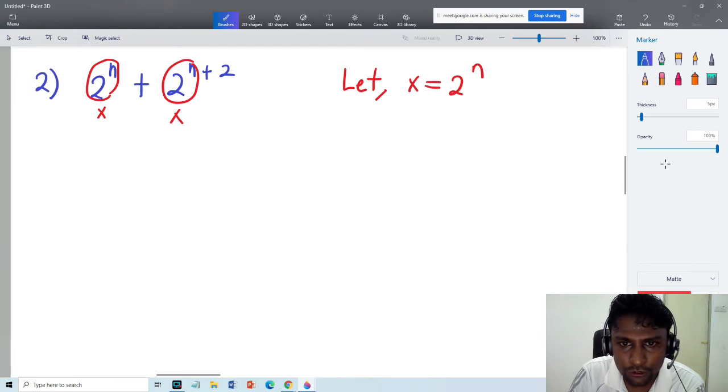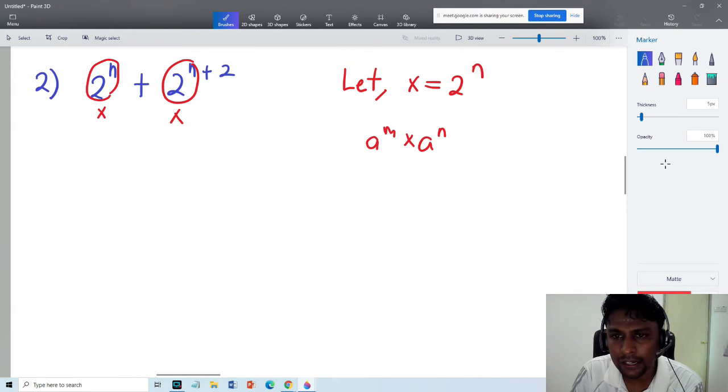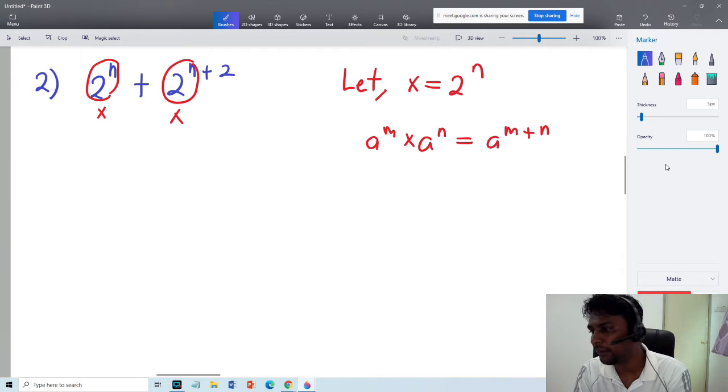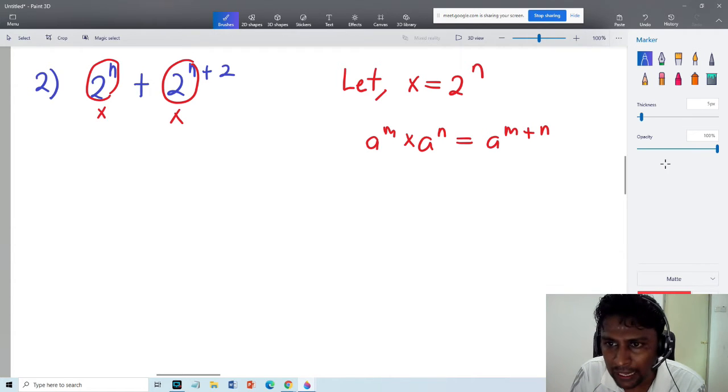I'm going to use this formula. Remember, we have this formula: a power of m times a power of n, we can write that as a power of m plus n. It's indices formula one. So when we have a plus, we can break them into two, one is a power of m and a power of n.